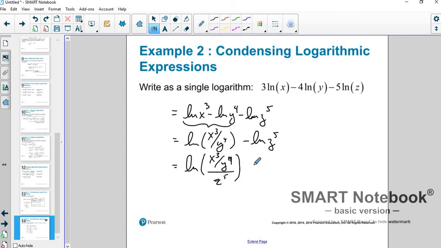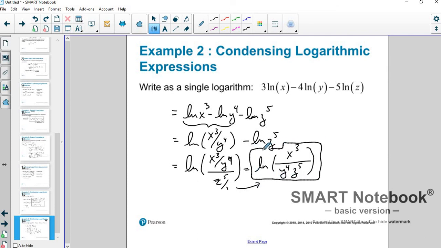But that could be simplified. I don't want a complex fraction. Think of this as over 1. Keep, change, flip. You get x to the 3rd on top and the y to the 4th and z to the 5th are both in the denominator. Okay, so there's a little bit of algebra that goes on here to get from here to here, but this is condensed and simplified. You can't give me a condensed answer that is a complex fraction. I don't want that, right? So you need to simplify it all the way down.